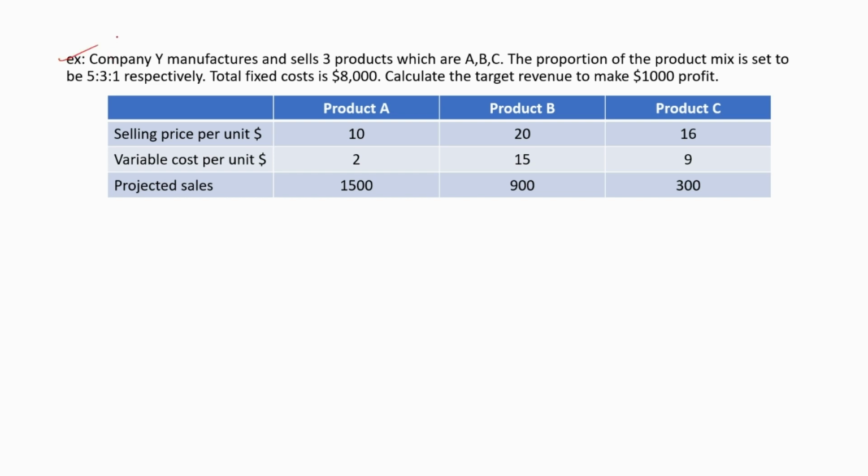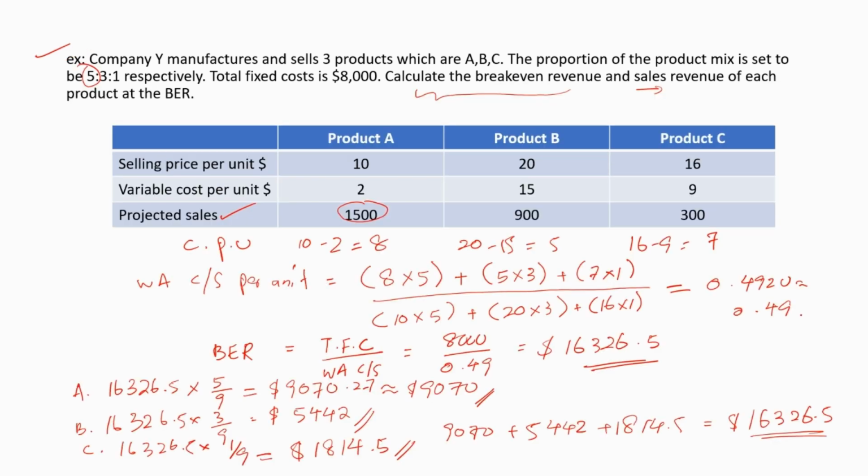Now let's do this example. Company Y manufactures and sells three products which are product A, B and C. The proportion of the product mix is said to be 5 to 3 to 1 respectively. Total fixed cost is 8,000. Calculate the target revenue to make 1,000 profit. This is the same example as before. So we already calculated the weighted average CS ratio per unit which is equal to this value 0.49.